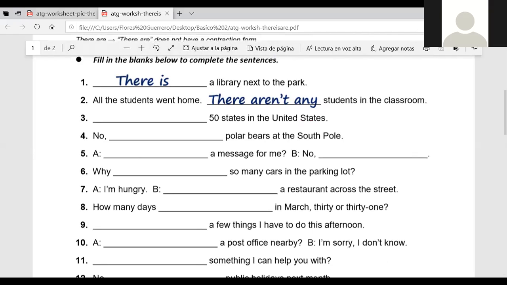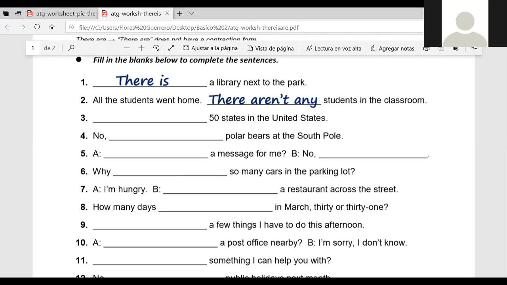There is a library next to the park. And then we have, all the students went home, okay? There aren't students in the classroom. There aren't any. Acuérdense que el any es en oraciones negativas. It's some, it can be in positive statements.